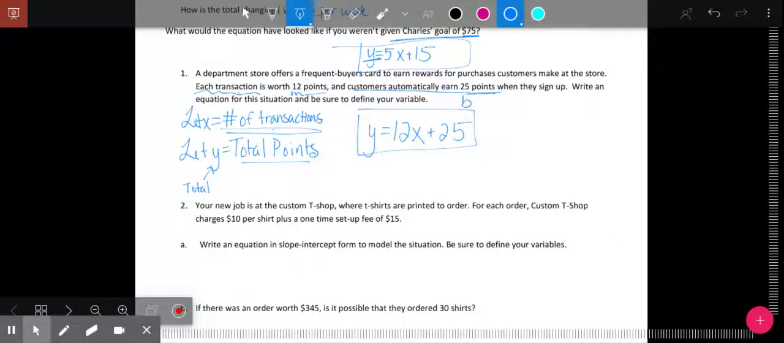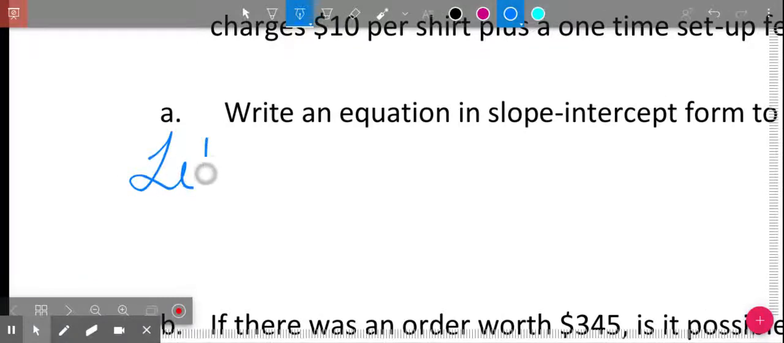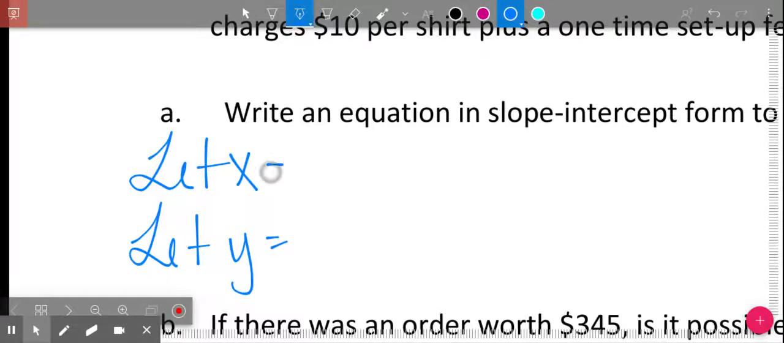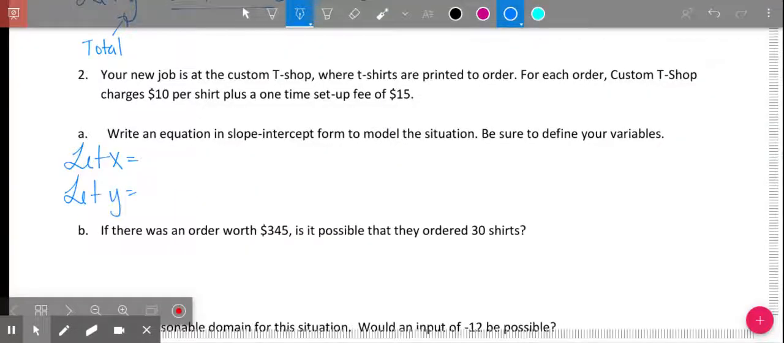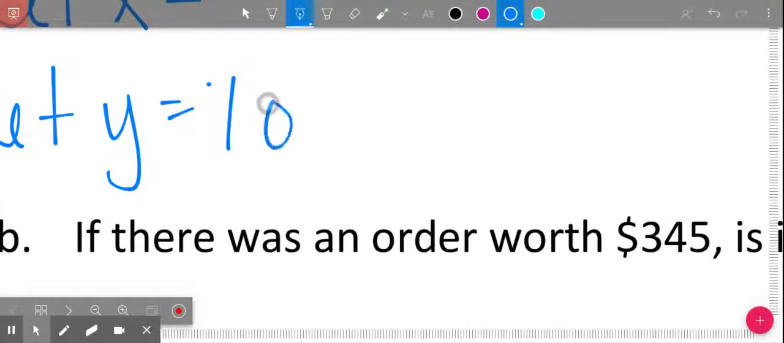Alrighty. Looking at number 2. It says your new job is at a custom tee shop where t-shirts are printed to order. For each order, custom tee shop charges $10 per shirt plus a one-time setup fee of $15. Write an equation in slope-intercept form to model the situation and be sure to define your variables. So we're going to let x equal and let y equal. We're talking about money here, and we're talking about an order. So that means our y is going to be the total cost.